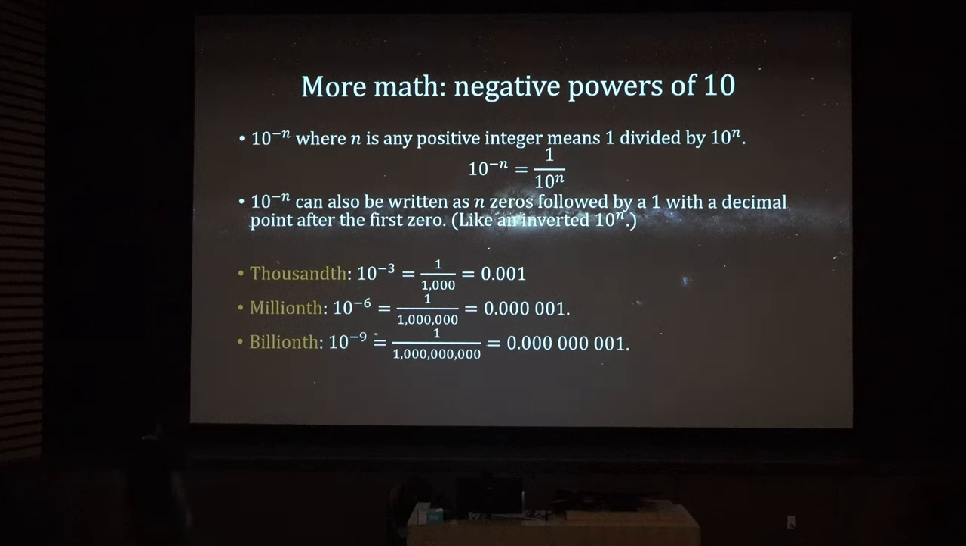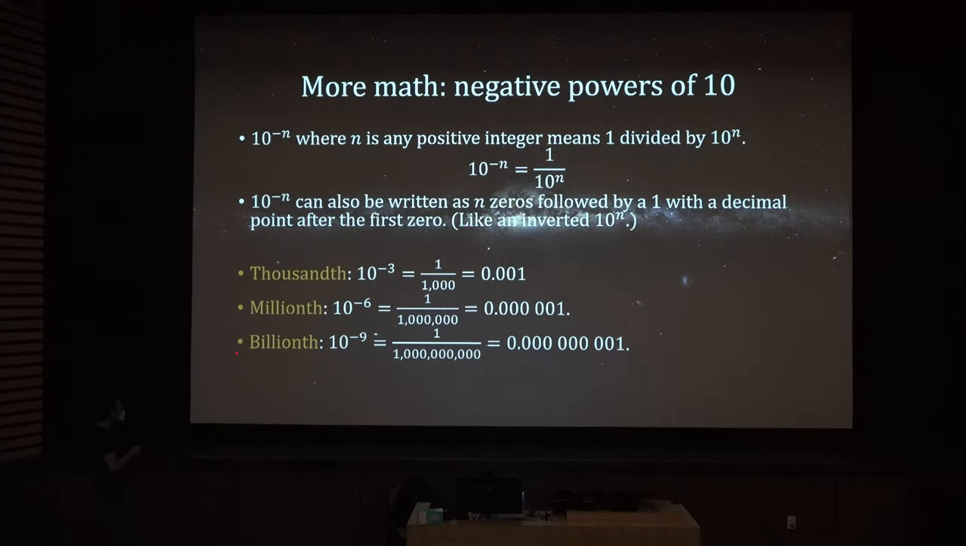Here are some examples. So 1 thousandth is 10 to the minus 3. So that's 1 over 10 to the 3, or 1 over 1,000. And you can also write it as 0.001. So notice those three zeros followed by a 1 and a decimal point after the first zero. 1 millionth is 10 to the minus 6. So that is 1 over 10 to the 6, which is 1 followed by 6 zeros, which is a million. So it's 1 over a million. You can also write it as a decimal. So now it's 6 zeros followed by a 1.